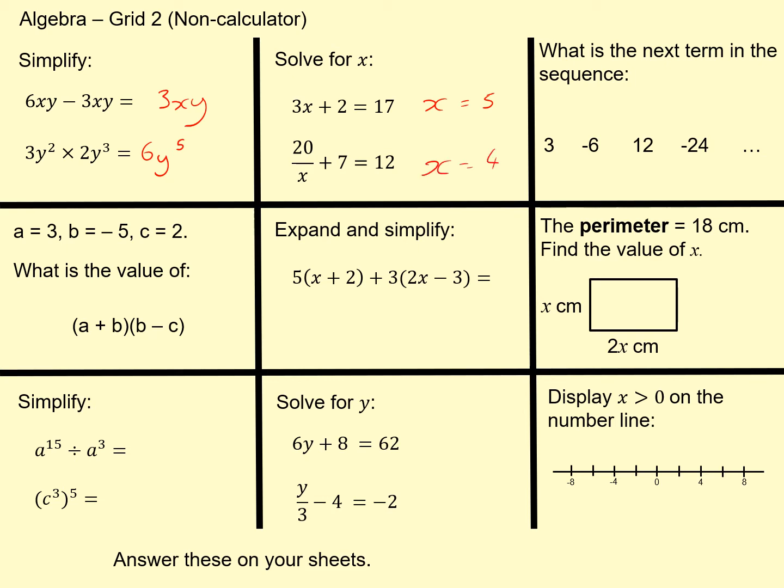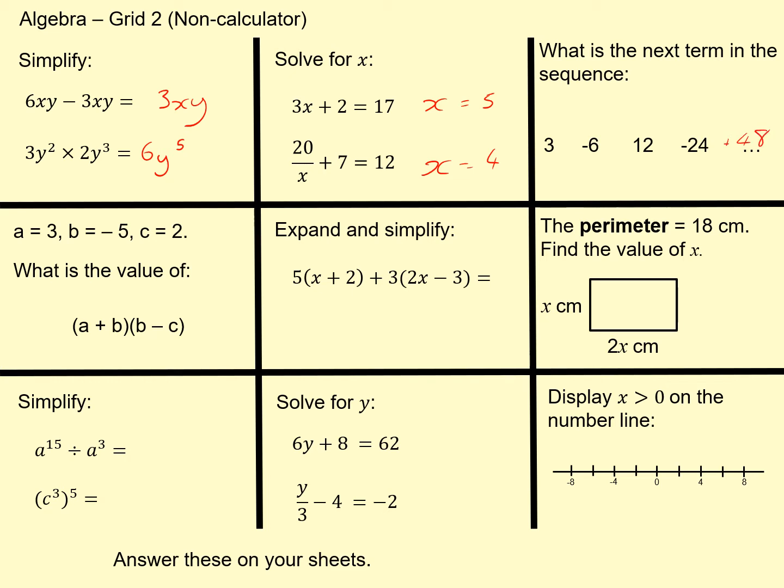Next up, what is the next term in the sequence? Well, this one's a bit of an odd one because it looks like it's going from positive to negative to positive to negative, but the actual value is doubling each time. So that's 3 to 6 to 12 to 24. So the next one must be positive, and it must be 48.